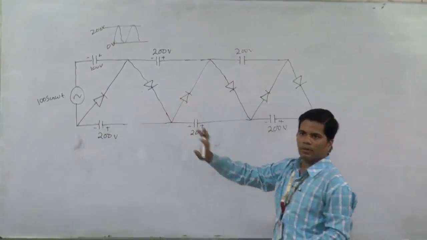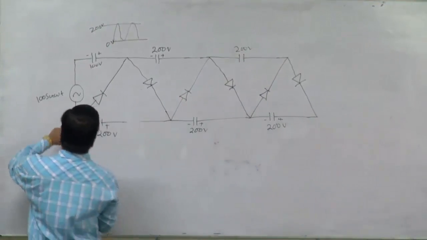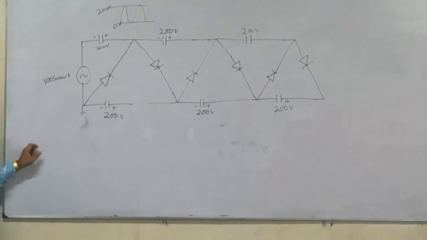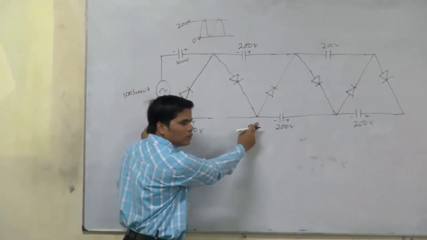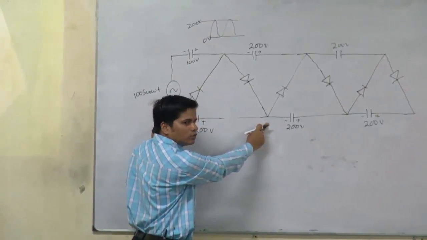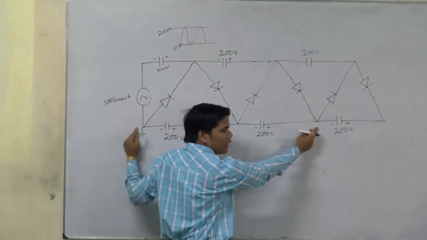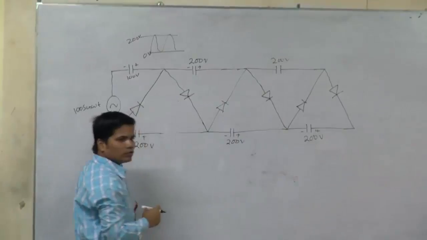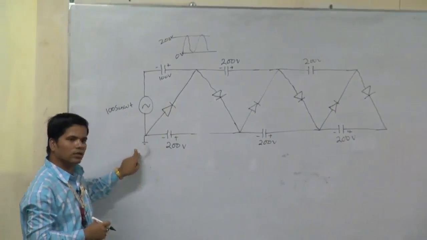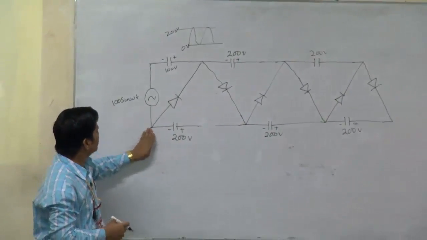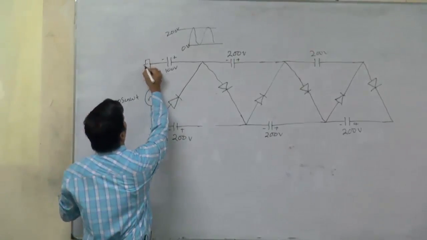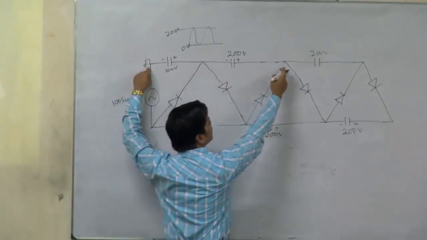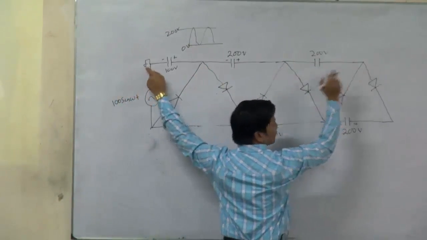Now, if we make this terminal the ground, then from this terminal to this terminal how much voltage will we get? 200 volt. From this terminal to this terminal we will get 400 volt. From this terminal to this terminal we will get 600 volt. Yes or no? Whenever we make this terminal the ground, then from this terminal to this terminal we will get 100. From this to this we will get 300. From this to this we will get 500.